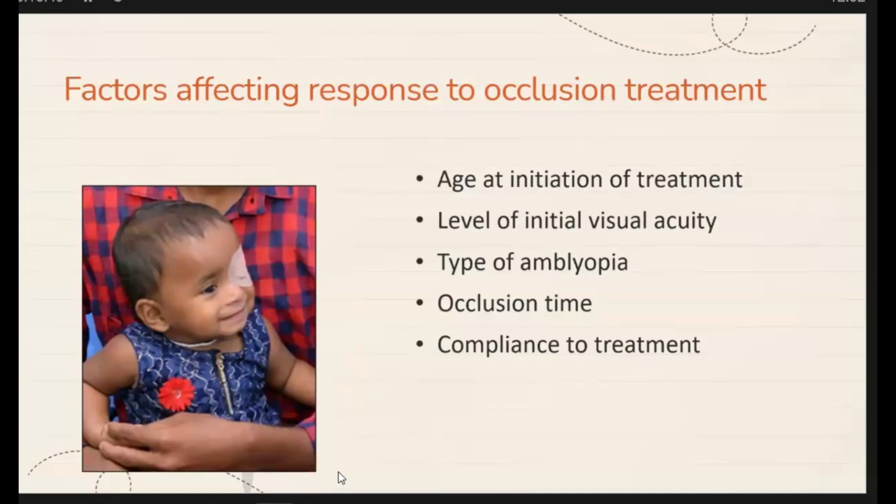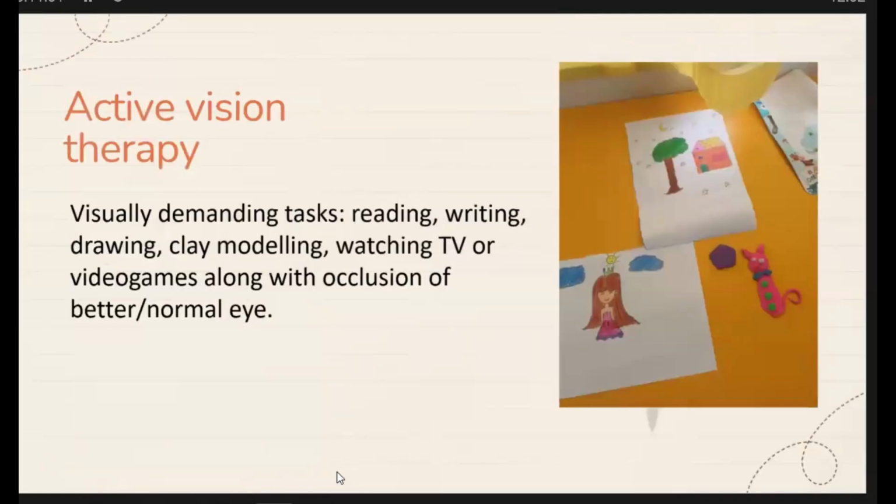As I already said, age at initiation of treatment, level of initial visual acuity, type of amblyopia, occlusion time, and compliance matter. Follow-up and compliance, parents' cooperation is very much necessary. So here it is active vision therapy. Children are engaged to do an hour of near activity during the time of patching, so children can be encouraged to use the amblyopic eye.